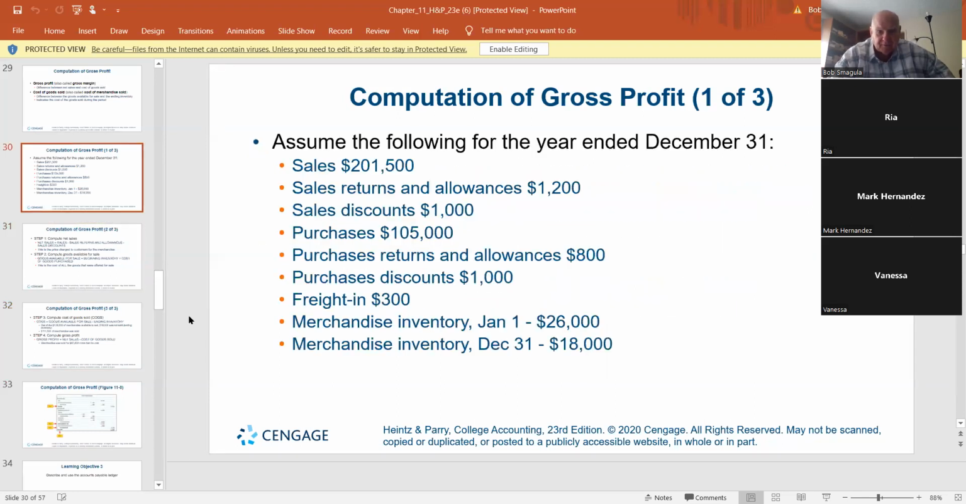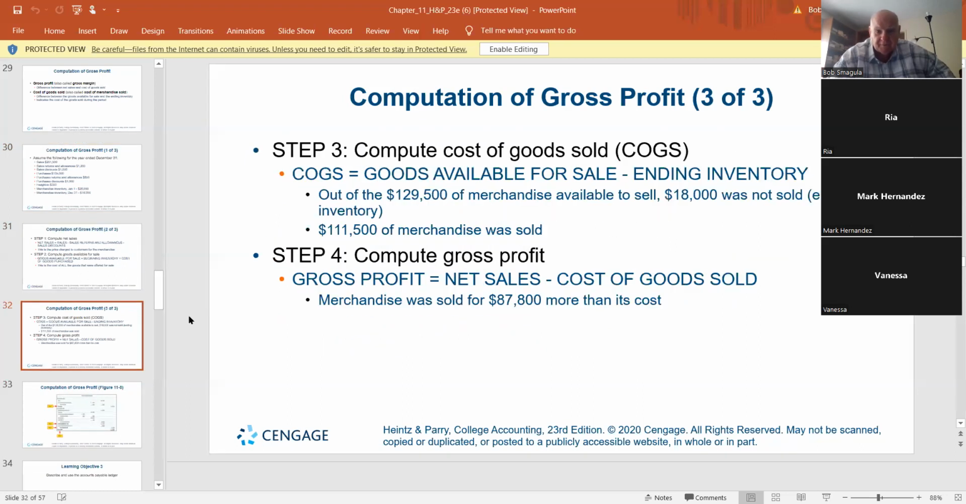I just want to see something here. Okay, they're not really following the numbers from there. Okay, out of 129,500 of merchandise available to sell, 18 was not sold. We counted the inventory. We physically have to do that under this periodic method. So our cost of goods sold was 129.5 minus 18, or 111,500.